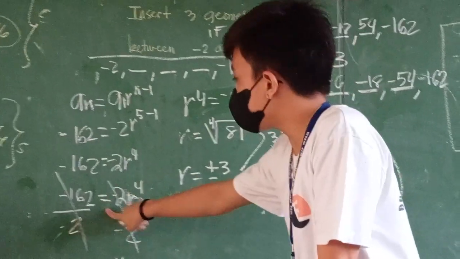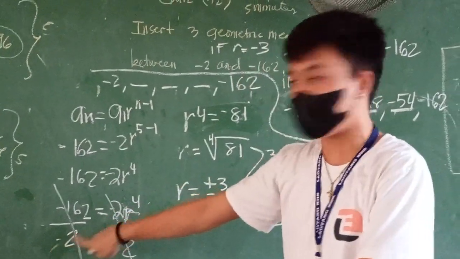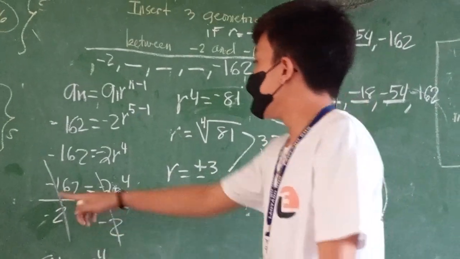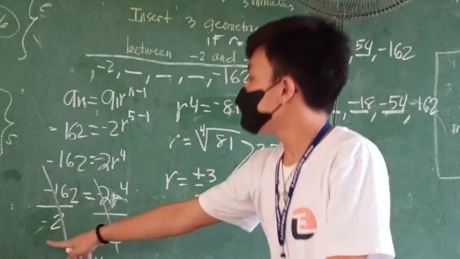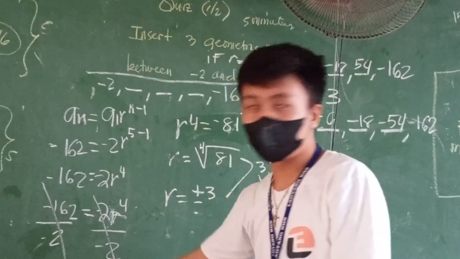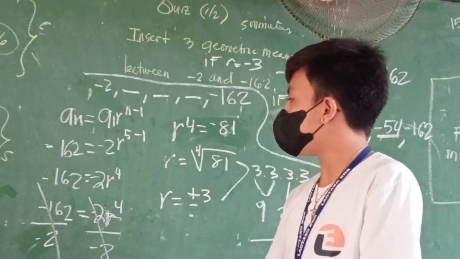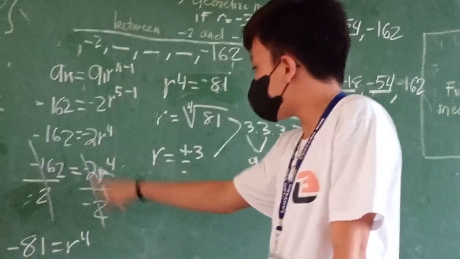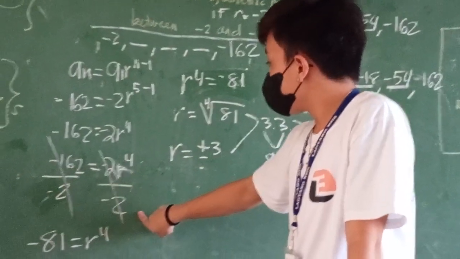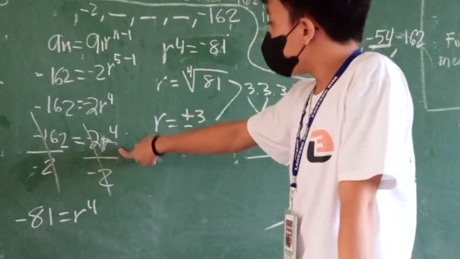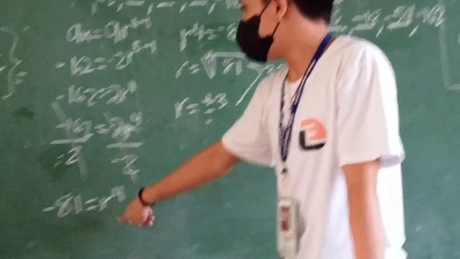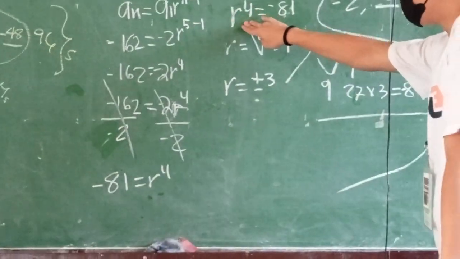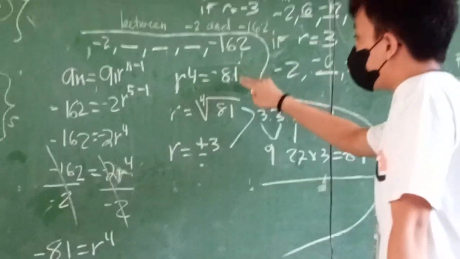So since negative 2 is multiplying, you divide. It becomes the divisor. So negative 162 divided by negative 2 is equal to 81. Then r raised to the power of 4 is equal to 81.